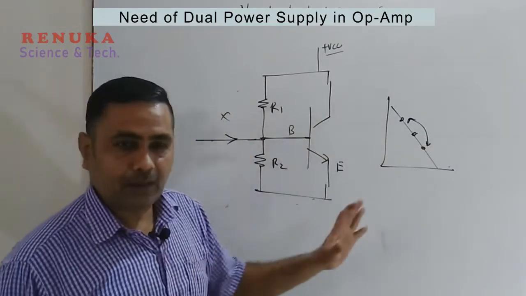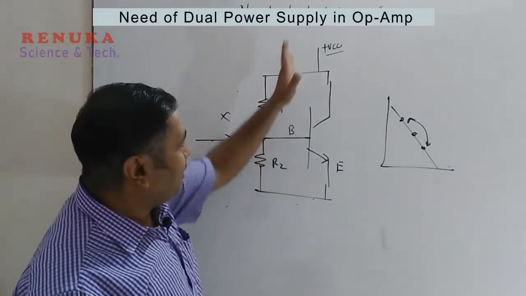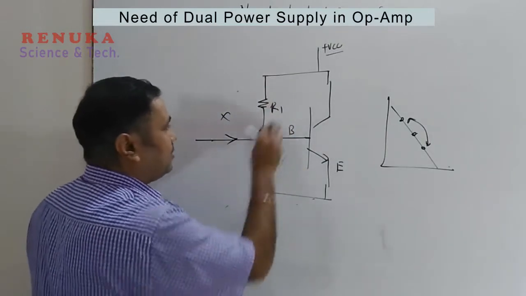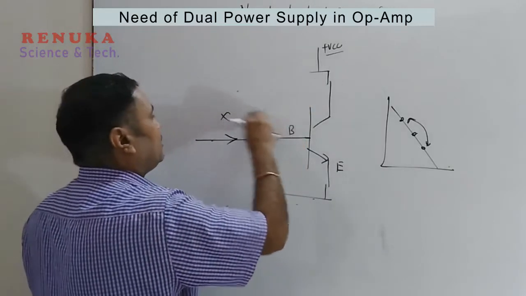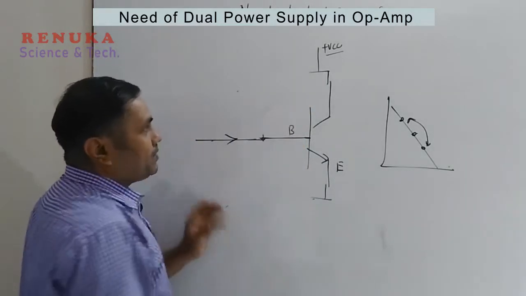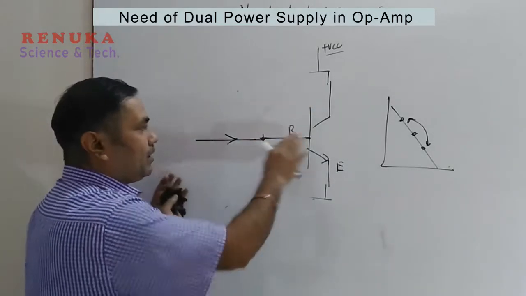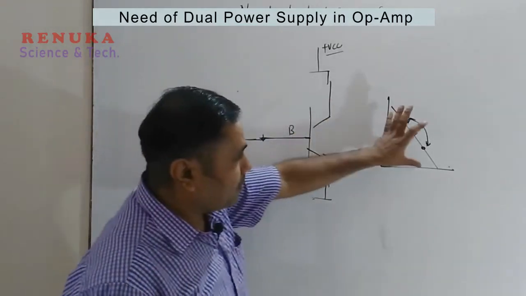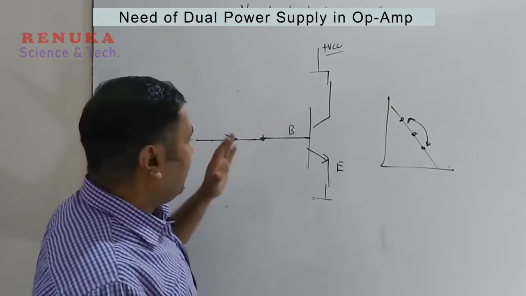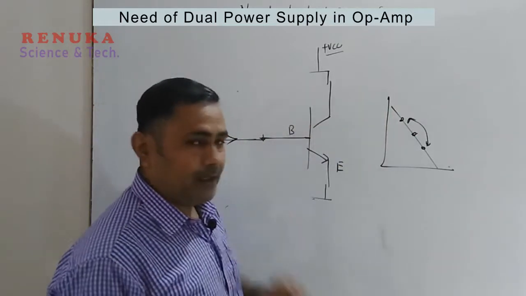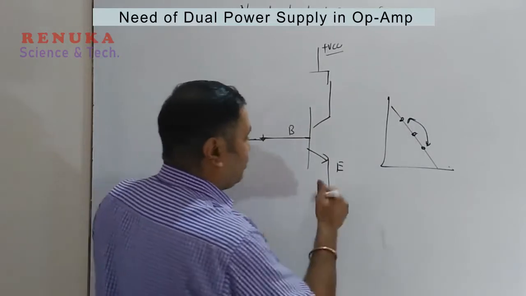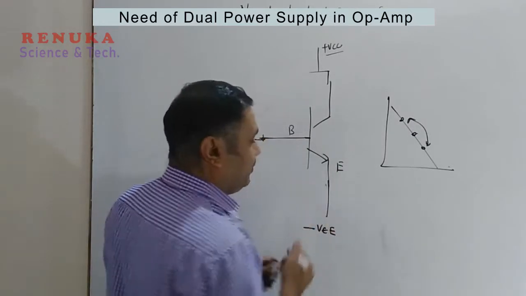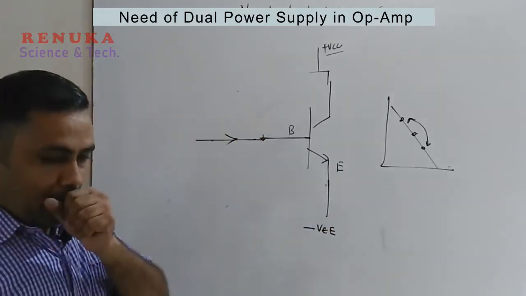We need a fixed operating point for faithful amplification. Now, if a single power supply is used in a differential amplifier, this biasing resistor will be absent because it is a direct coupled amplifier. And if a single power supply is used, then this current will affect the biasing condition of this transistor, and the operating point will shift. If you want to fix this operating point, what is done here? We have to apply another same potential at the emitter with negative polarity.